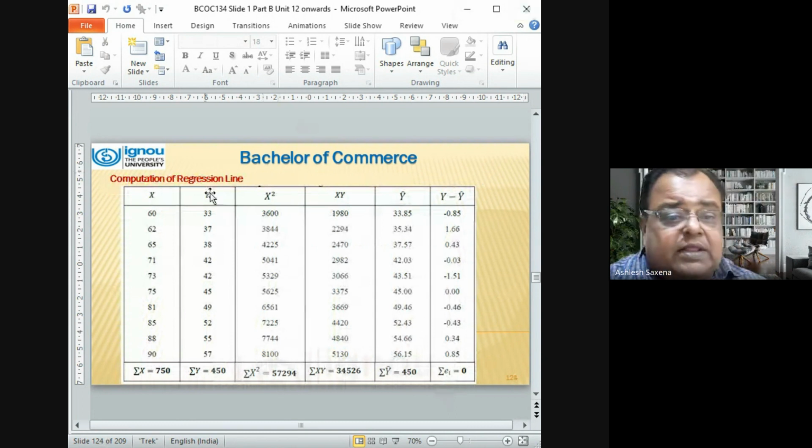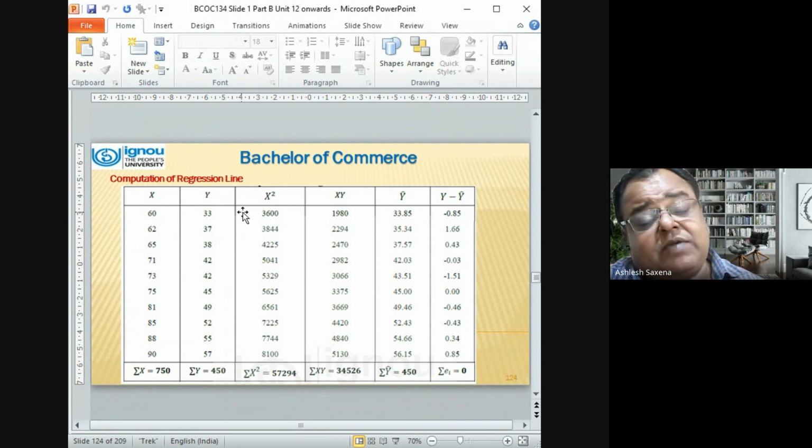Now see to it. This is the information which is given to us. First step, summation x, add all these numbers. Second step, summation y, add all these numbers. Now, x square, square it. All these values will be squared. y square is not required because we have to generate y is equal to a plus bx. Then xy, multiply these two numbers.